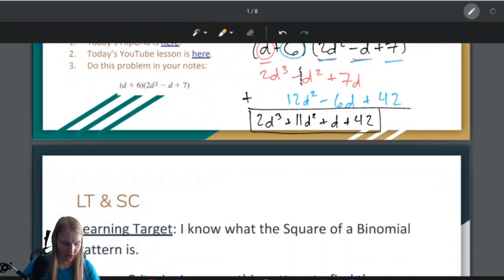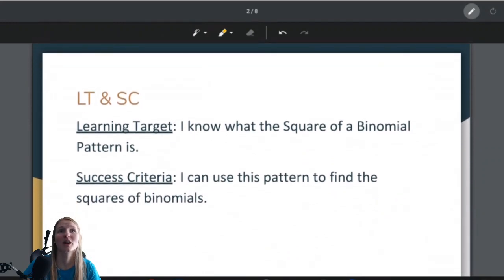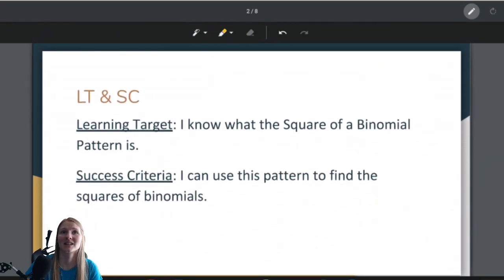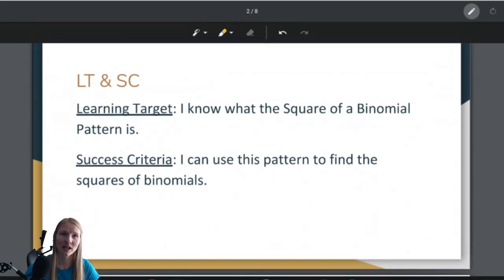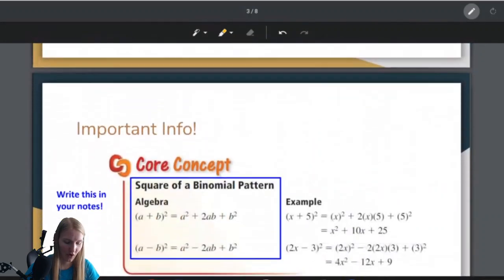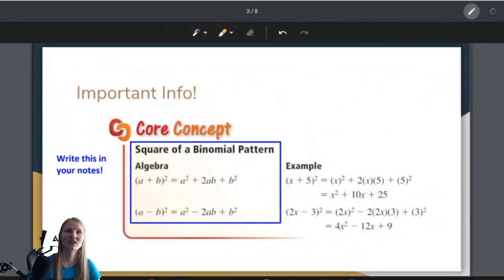Next up, today, the learning target is that you know what the square of a binomial pattern is, and the success criteria is that you can use this pattern to find the squares of binomials. That's kind of confusing right now, but as we go throughout the lesson, it will make more sense. The first thing you're going to do is write this down. This is important information, so pause the video and write down what is in that blue box there. Then unpause the video so that we can talk about it together.